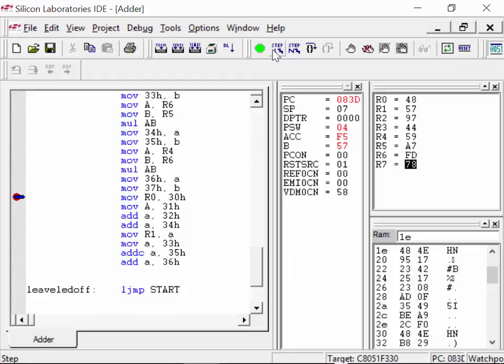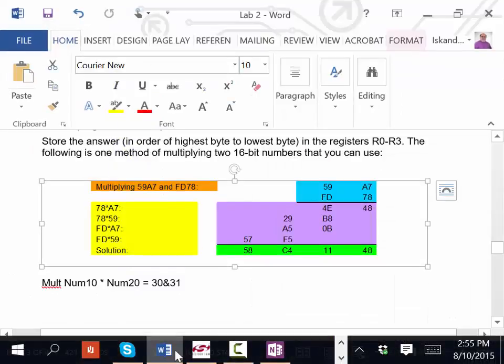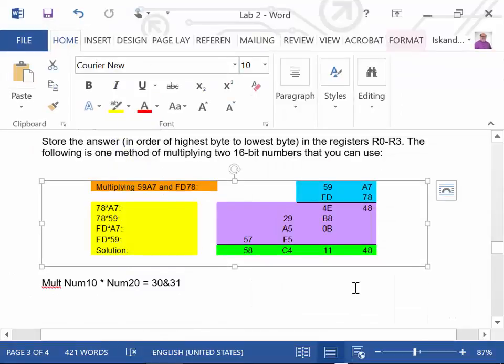Okay. Step through. Right, R0 contains our 48. That hasn't changed. We move 31. We're doing our add. And we got our 11 now in R1. And we move into 33 into A, which is now our 29. We add with carry there, and then we add the next one. That's C3. What should we get here? C4. Our carry got lost.